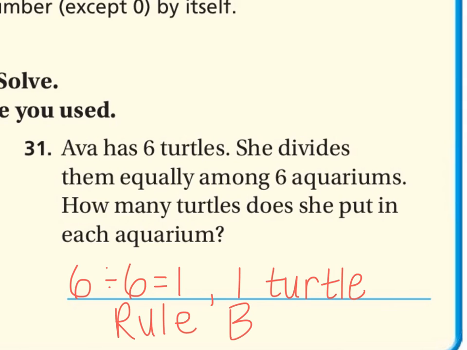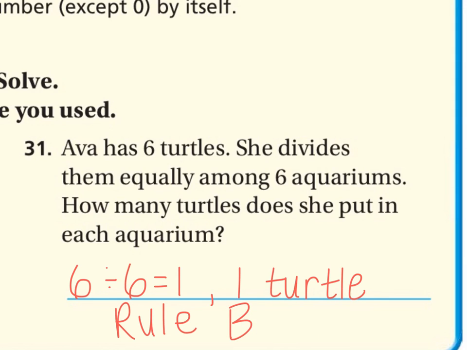Our answer for number 31 is 6 divided by 6 equals 1. That is our equation because there are 6 turtles being divided into 6 aquariums. 6 divided by 6 is 1. So our answer is 1 turtle. Make sure you have the label.